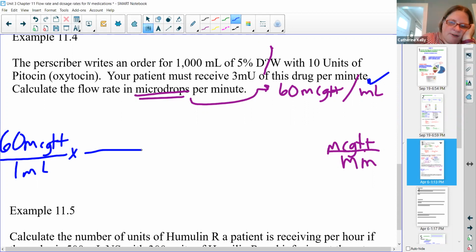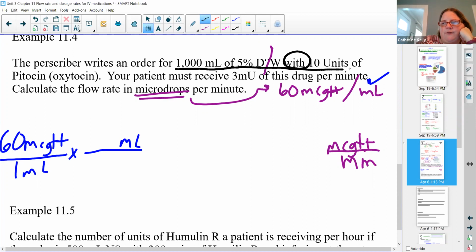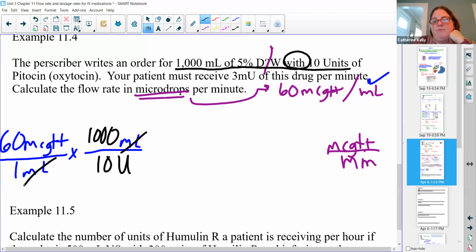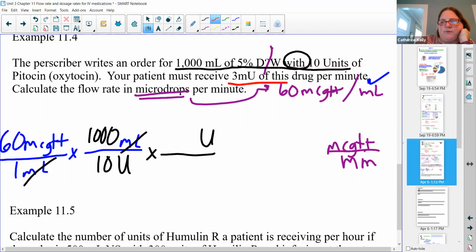But I need milliliters to change to minutes, so I want to put milliliters here. And when I look at the problem, I have this with 10 units. So there's my milliliters, 1,000 milliliters with 10 units. Milliliters cancel, and I'm left with microdrops per unit, but I need it per minute, so I'm going to keep going. And then the only other thing that I see up here is this 3 milliunits per minute.